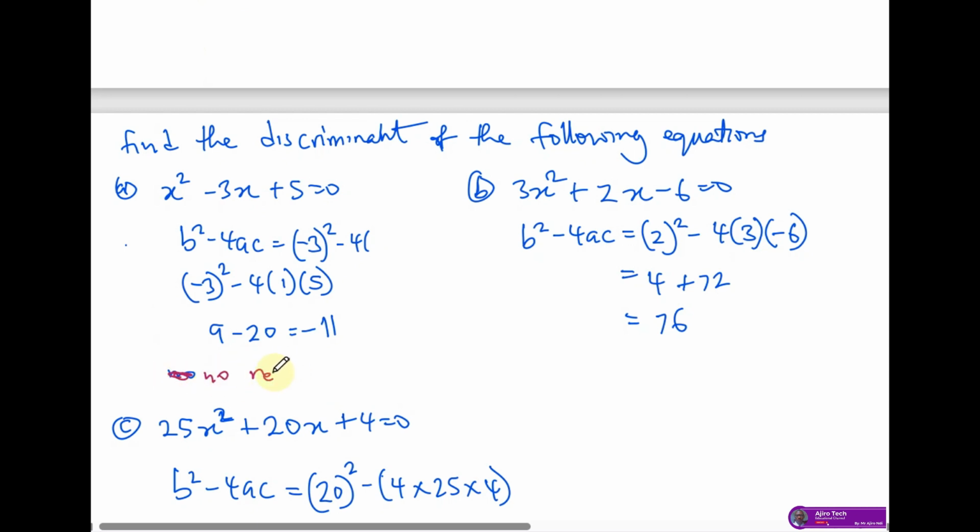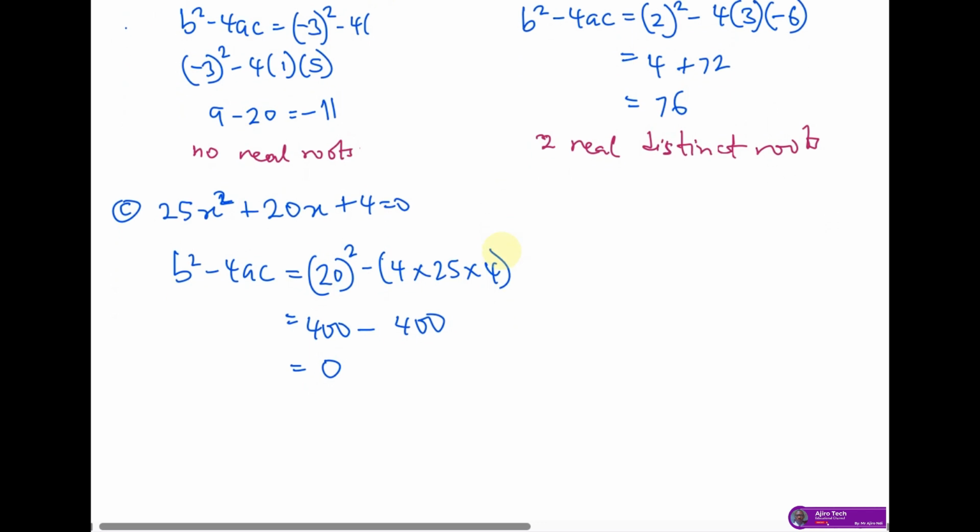No real roots. Since the discriminant is positive, here we have two real distinct roots. And in this case, this one has equal roots. So A, B, C.